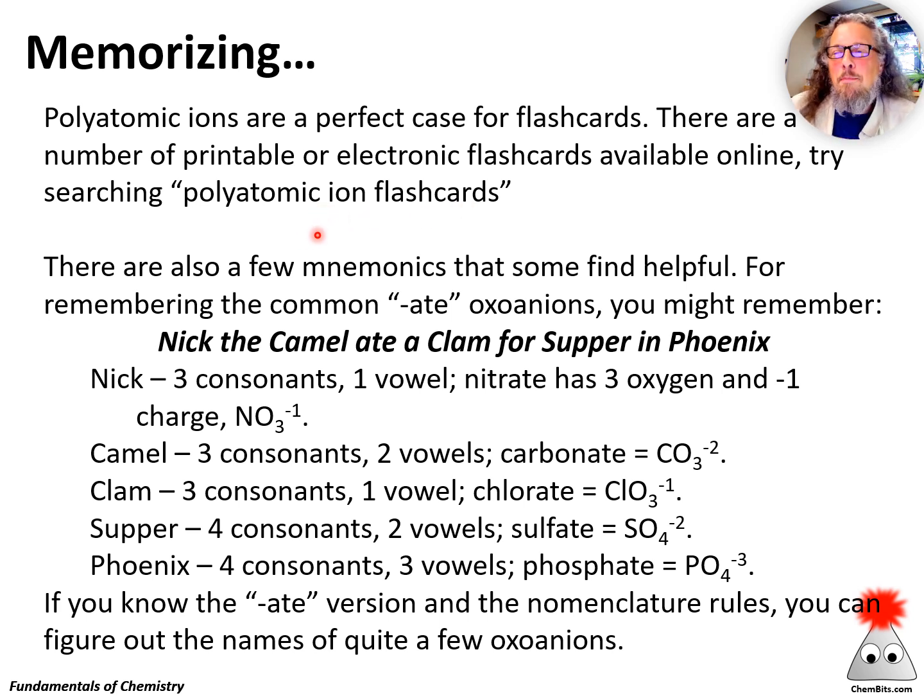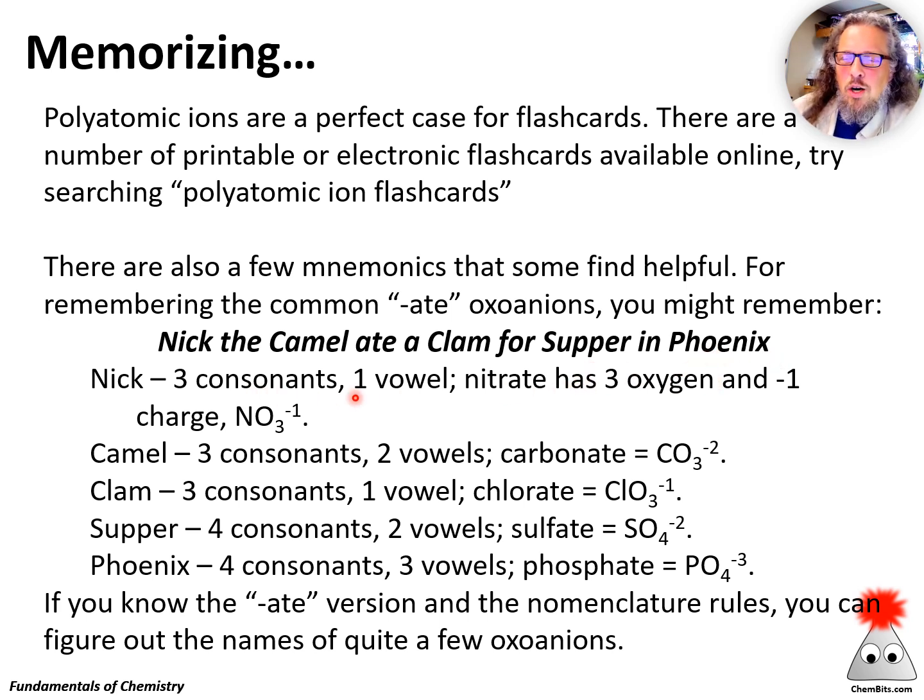There are also a couple mnemonics. One that seems to come up a lot fairly recently is a mnemonic to help you remember what all of the ate oxoanions are. Because remember, if you know the ate version, well, then you know the perate version, you know the ite version, you know the hypoite version. So, little mnemonic here. Nick the camel ate a clam for supper in Phoenix.